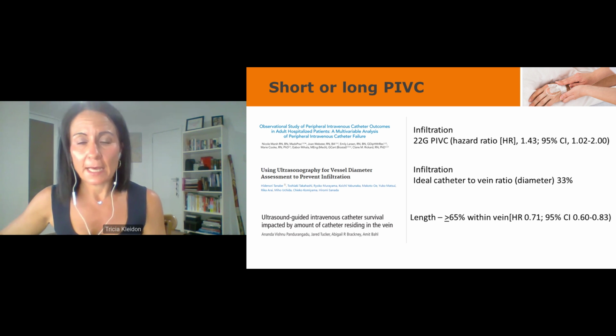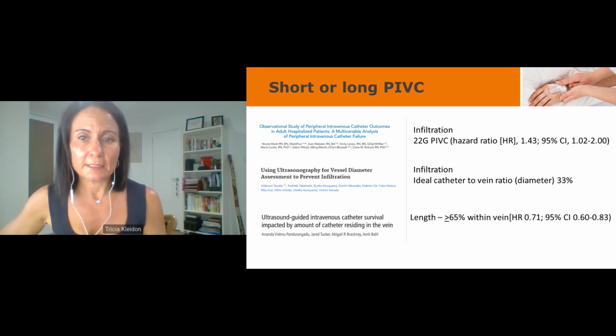Then in another prospective observational study by Pangandaru, they attempted to quantify the ideal proportion of catheter length that needs to be within the vein to reduce the risk of failure. And in this prospective study of 86 patients, 33% of the intravenous catheters failed, and 100% of the PIVCs failed when there was less than 30% of the catheter in the vein. So when less than 1/3 of the catheter was actually in the vessel, all of those catheters failed.